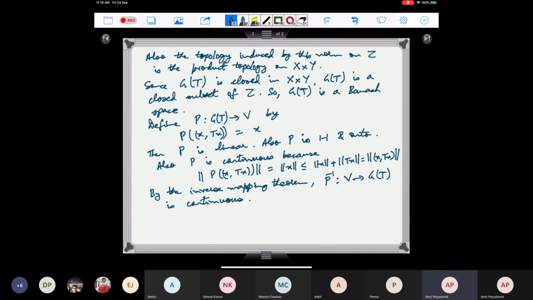Now what we had to prove is that T is continuous. P inverse is the map which maps x to (x, T of x). So we know that the map x going to (x, T of x) is continuous. And if we compose that with the projection on the second component, then that is also continuous. So therefore the composition will be continuous.